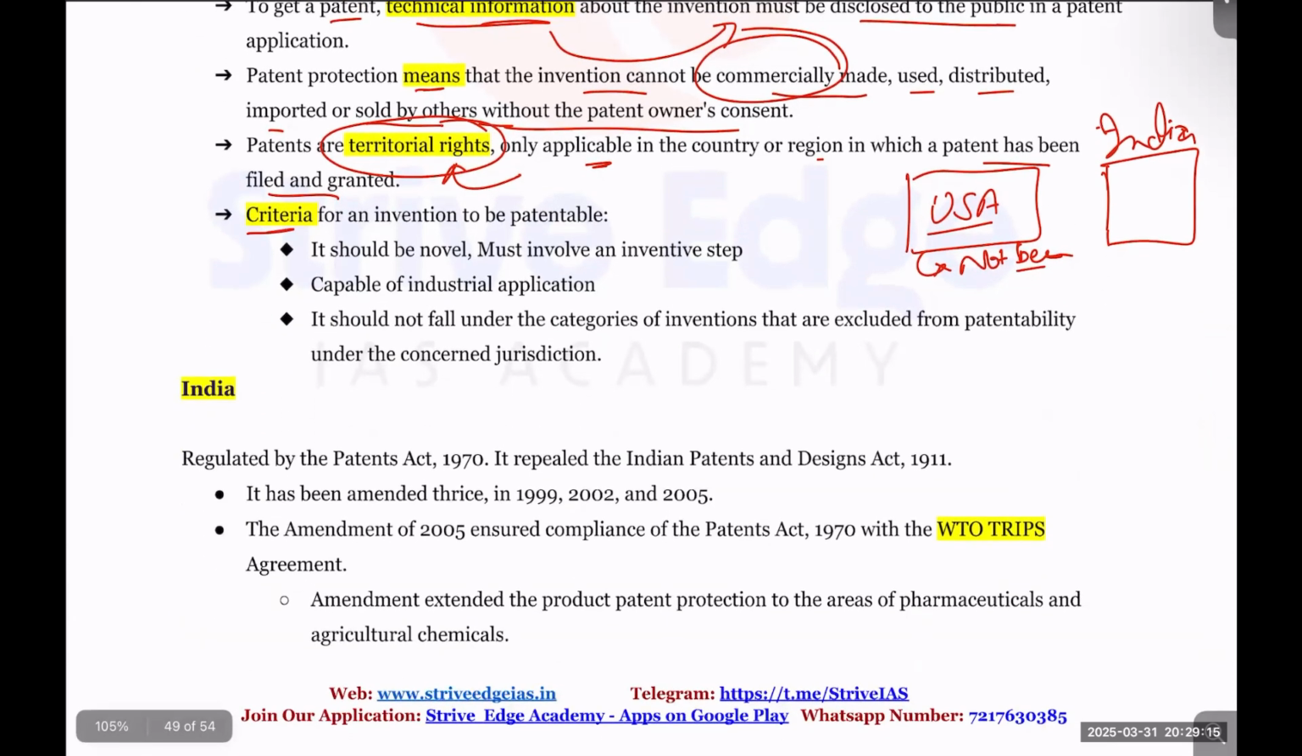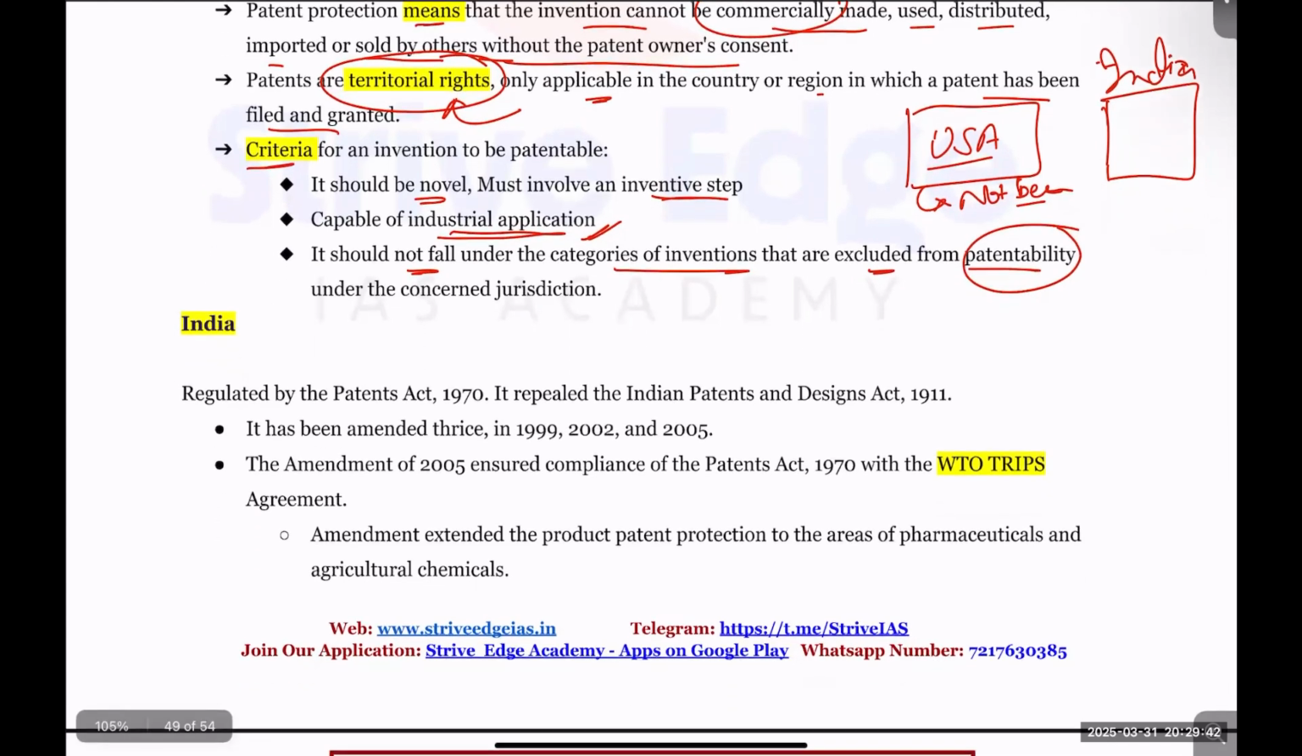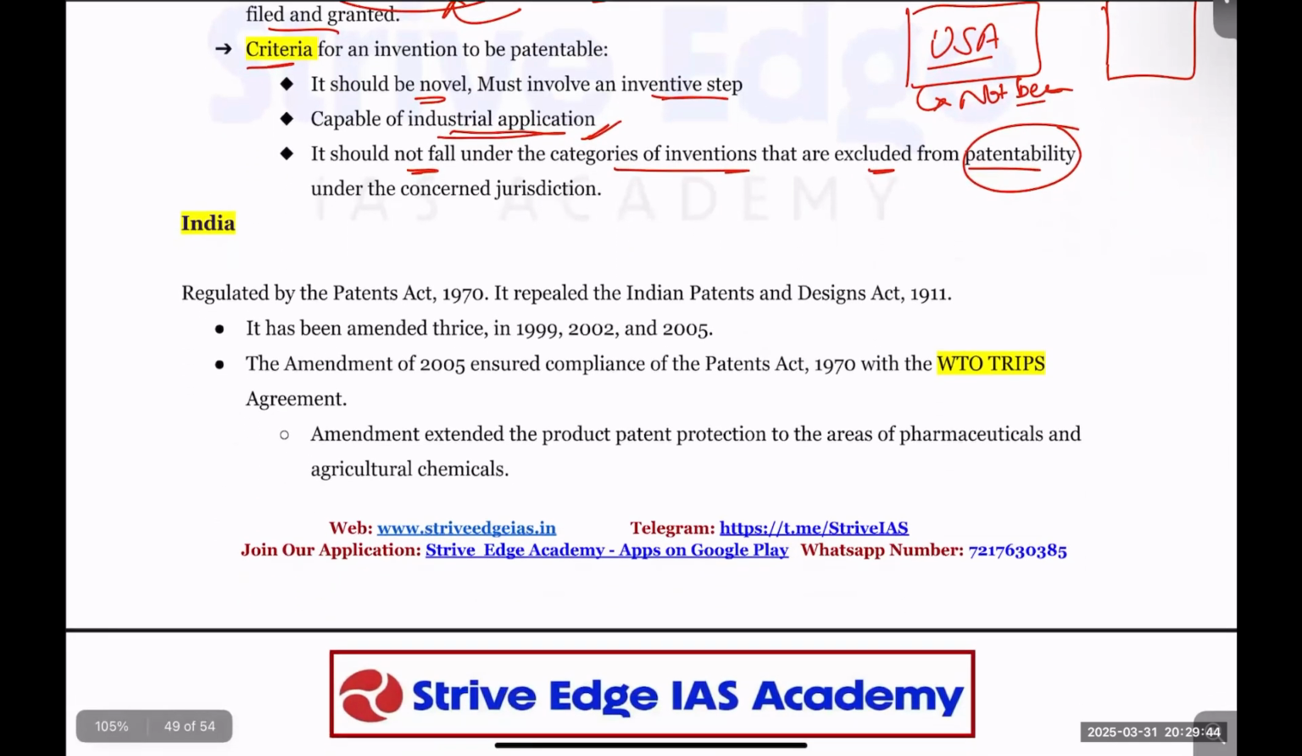What is the criteria for granting the patent? It should be novel. It should have an inventive step. It should be capable of industrial application, meaning some commercial utilization can be done using this patent. It should not fall under the category of inventions that are excluded from patentability. Some things have been excluded, which cannot be given patents, and a patent should not be filed for that purpose.